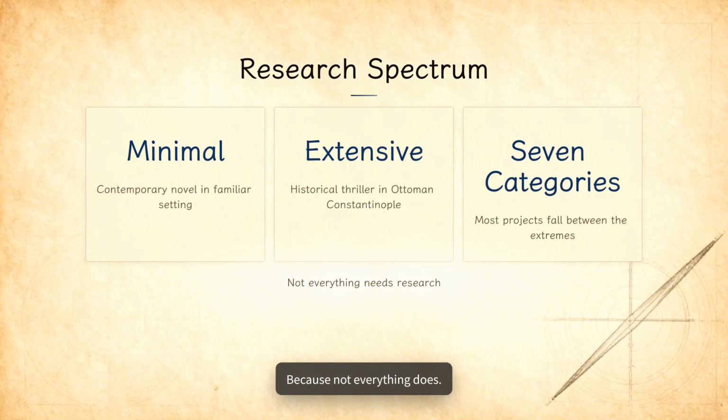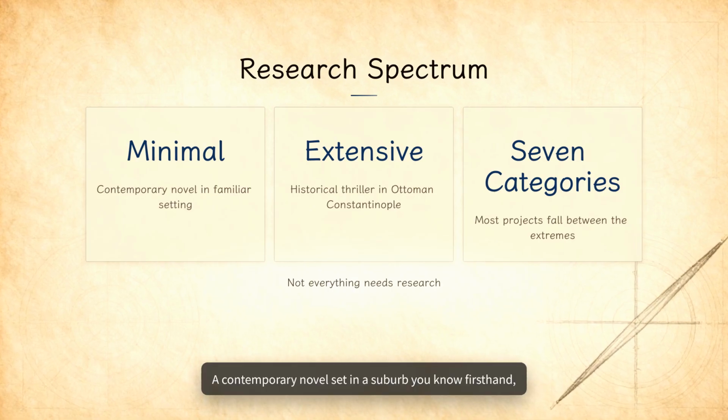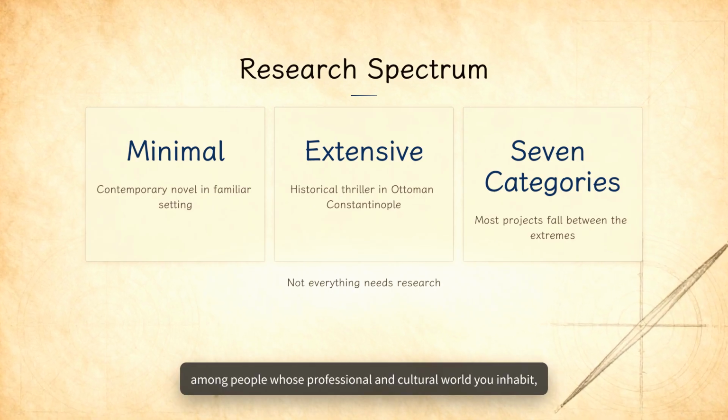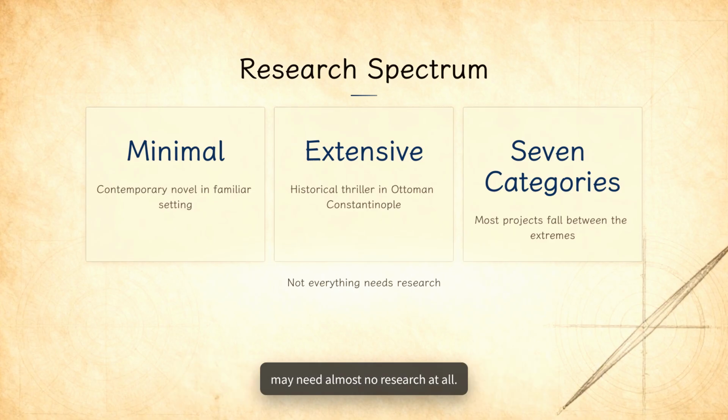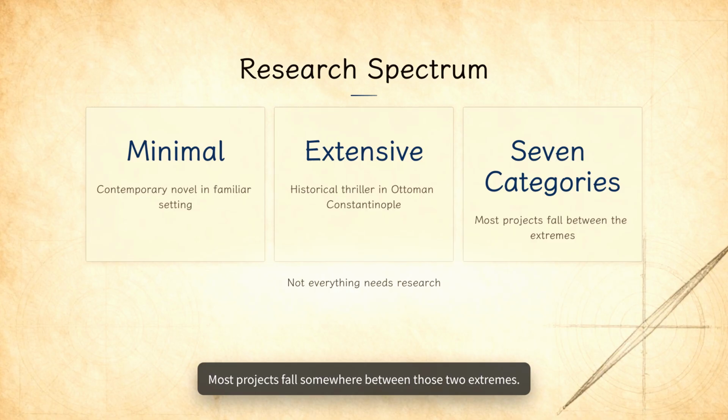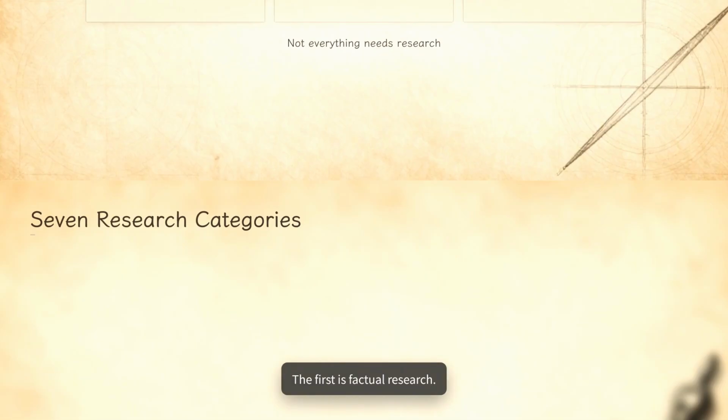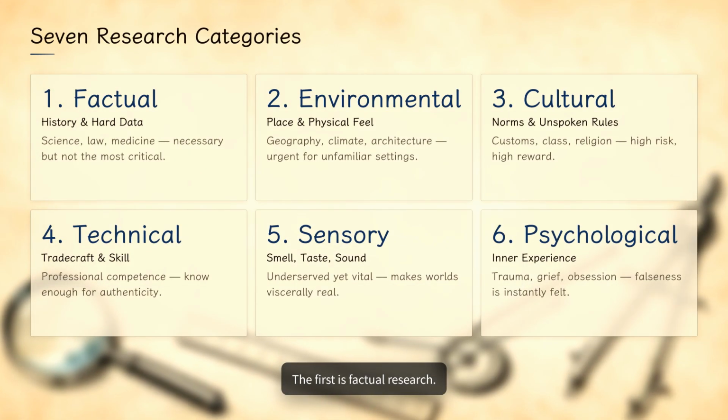Now let's talk about what actually needs research. Because not everything does. A contemporary novel set in a suburb you know firsthand, among people whose professional and cultural world you inhabit, may need almost no research at all. A historical thriller set in Ottoman Constantinople requires sustained, layered work before you write a single word of the draft. Most projects fall somewhere between those two extremes. Research needs tend to fall into 7 recognizable categories. Let's walk through them.